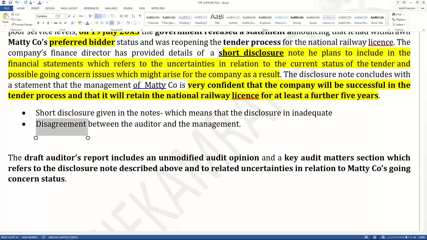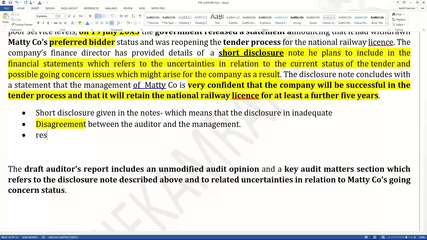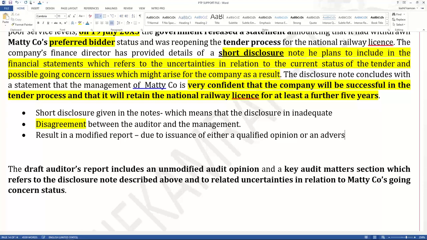So if there is a disagreement between the auditor and the management, will that result in a modified report due to issuance of either a qualified opinion because there is a disagreement, or an adverse opinion? If the note to the financial statements had been adequate, then you would have given a paragraph, material uncertainty relating to going concern. But over here, the disclosure is not adequate. How can you give a paragraph relating to MURGC?